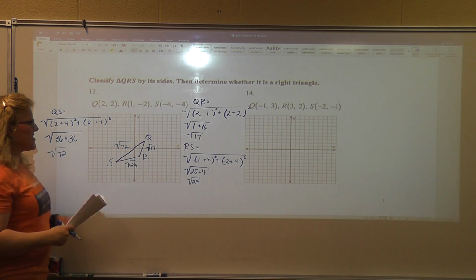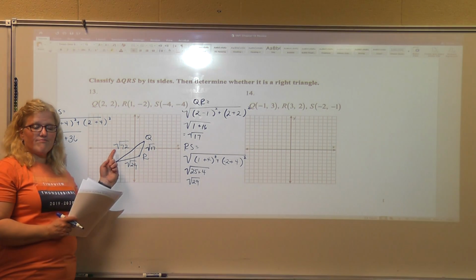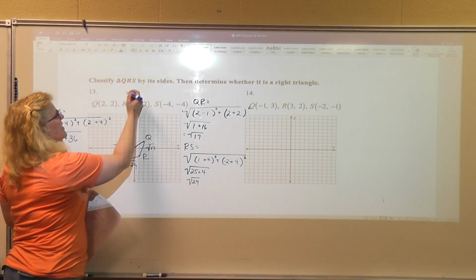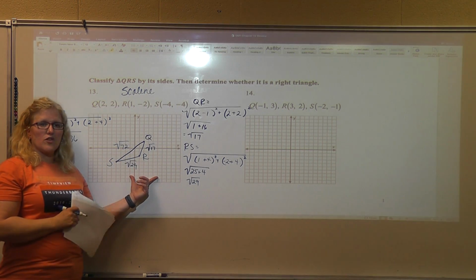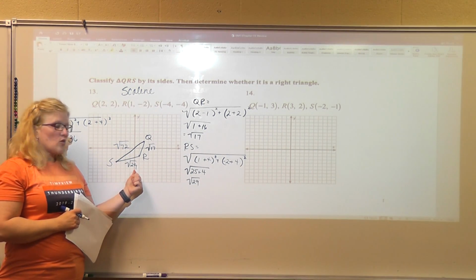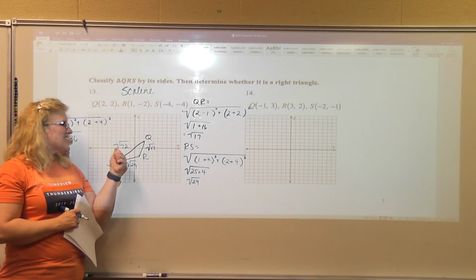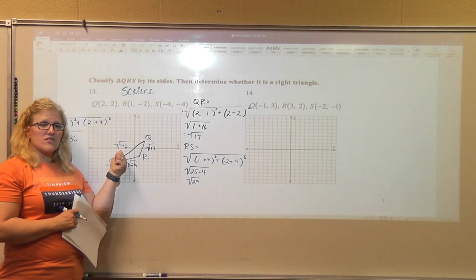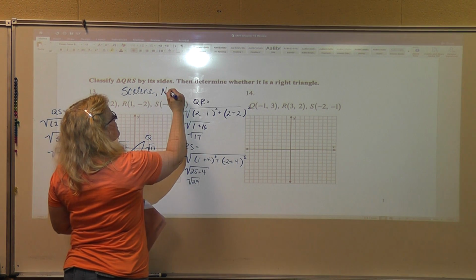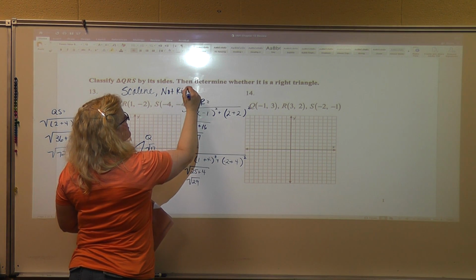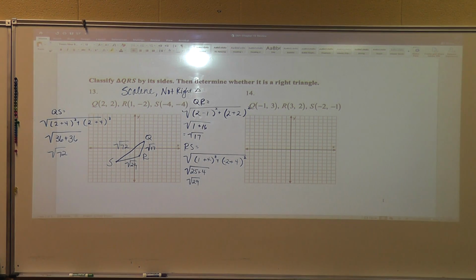All right, so what I see here is 3 different lengths. So this is definitely a scalene triangle. And also, if I throw this into the Pythagorean theorem, the square root of 29 squared plus the square root of 17 squared does not equal the square root of 72 squared. So this is not a right triangle. Okay, we'll do number 14 on the next video.